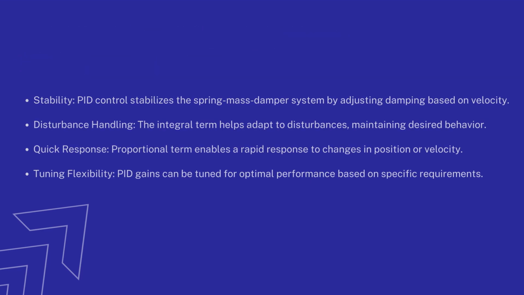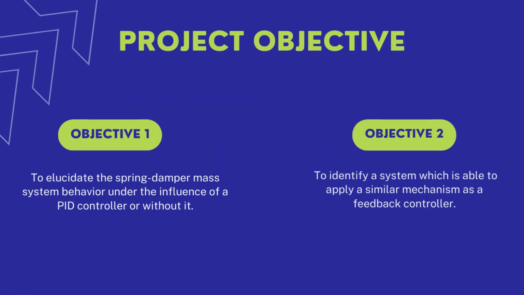requirements. The objective of performing this simulation is to elucidate the spring damper mass system behavior under the influence of a PID controller or without it. Besides that, it will allow for the identification of a system which can apply similar mechanisms as that of a feedback controller.